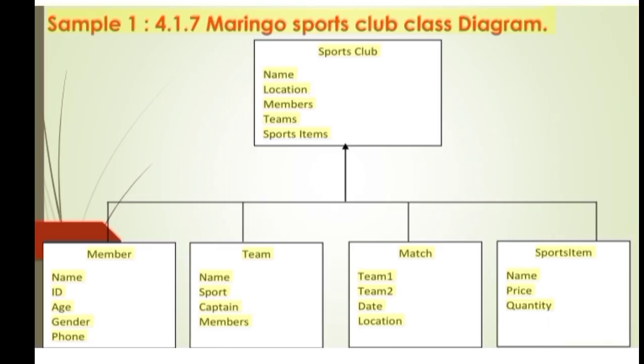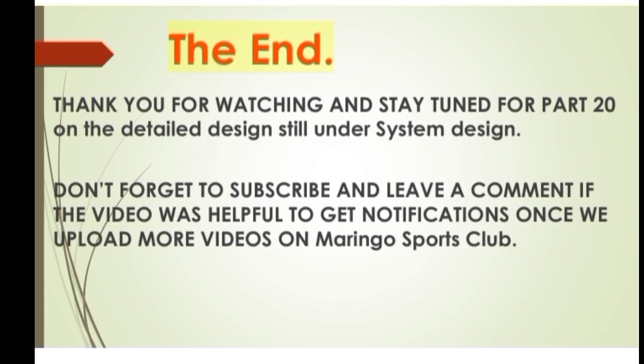4.1.7 Maringo Sports Club Class Diagram. Sports Club. Name. Location. Members. Teams. Sports items. Member. Name. ID. Age. Gender. Phone. Team. Name. Sport. Captain. Members. Match. Team 1. Team 2. Date. Location. Sports item. Name. Price. Quantity.